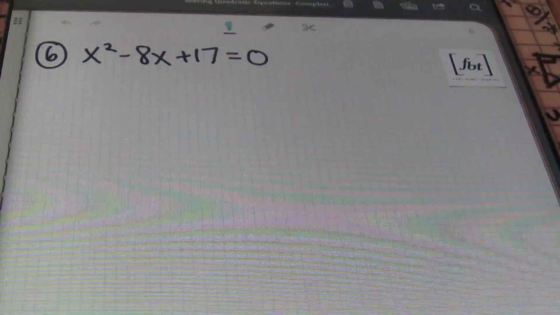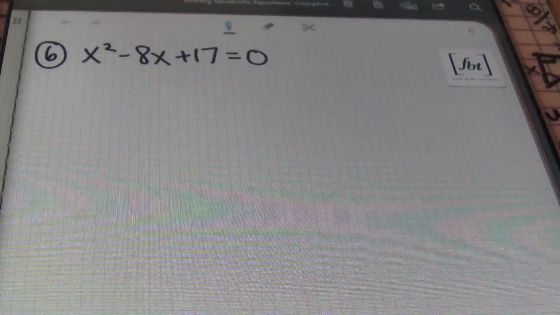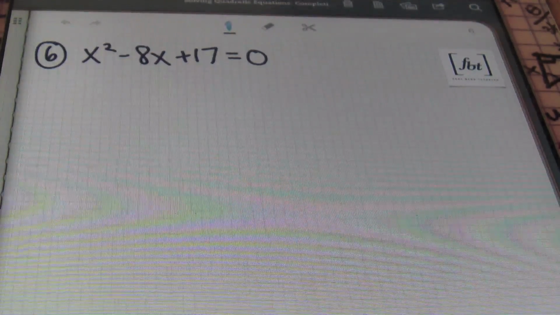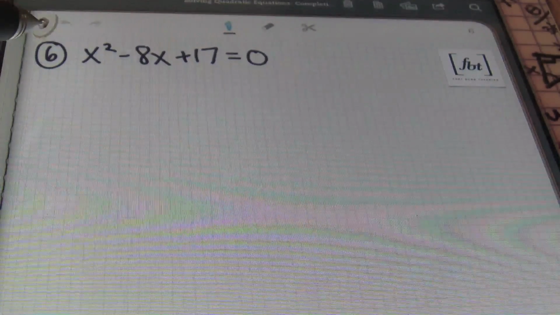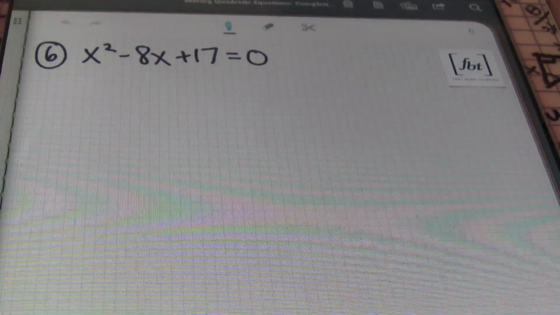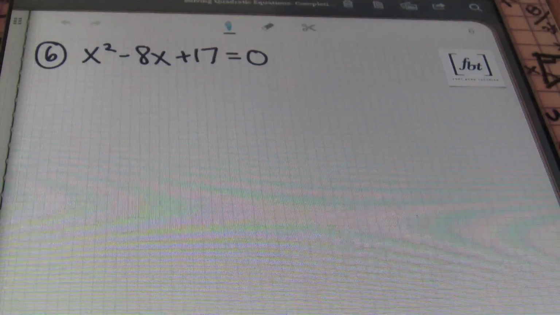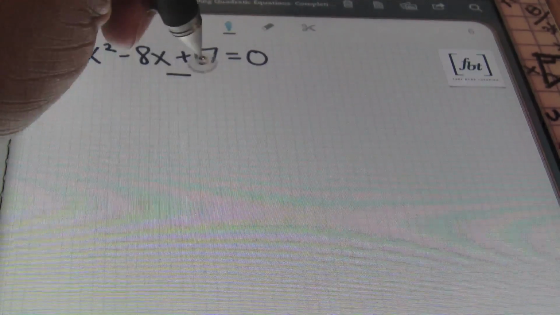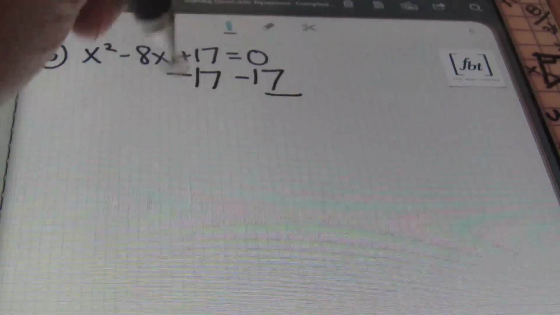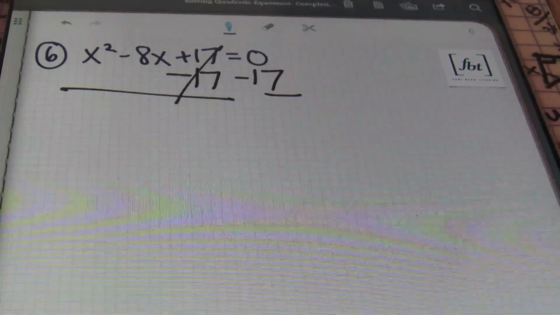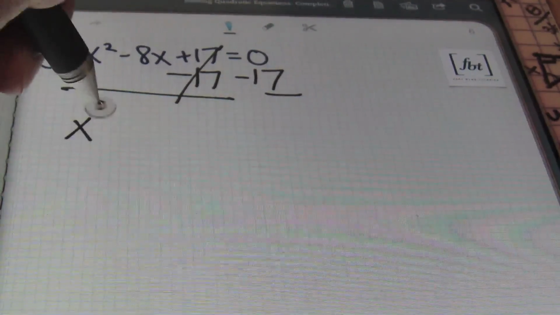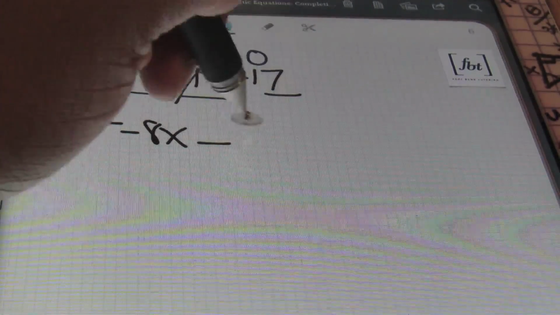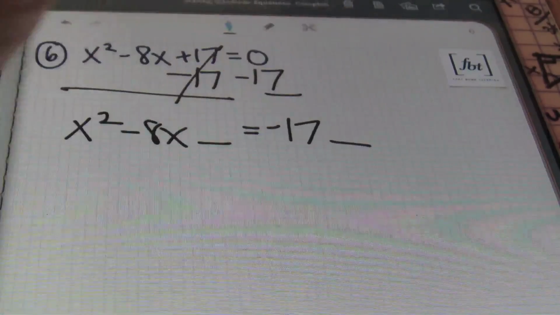All right. In our last problem, number 6, we have x squared minus 8x plus 17 equals 0. Once again, we want that first term's coefficient, that x squared term, to be 1. We want that coefficient to be 1. So it is. The next thing is to isolate the first two terms. So I'll be subtracting 17 from both sides of my equal sign here. My 17s cancel out. I'm feeling good. You're feeling good. And we're going to bring down x squared minus 8x blank equals negative 17 blank.